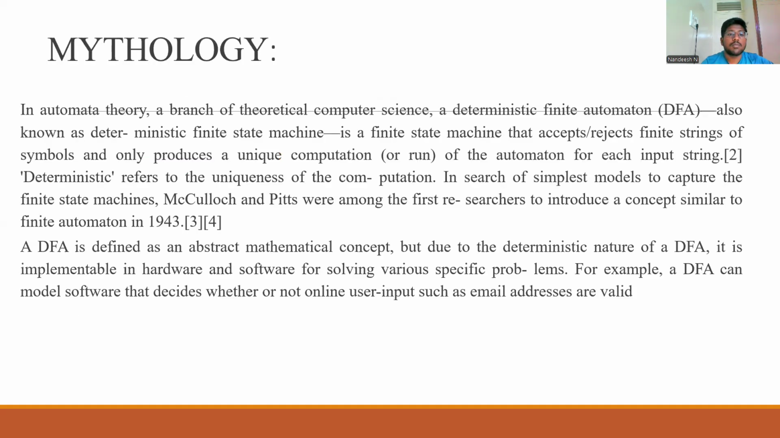Methodology. In automata theory, a branch of theoretical computer science, is the deterministic finite automaton. A DFA, also known as a deterministic finite state machine, is a finite state machine that accepts or rejects finite strings of symbols and only produces a unique computation of the automaton for each input string. Deterministic refers to the uniqueness of the computation in such a simplest model to capture finite state machines. Among the first researchers introduced a concept similar to finite automaton in 1943.